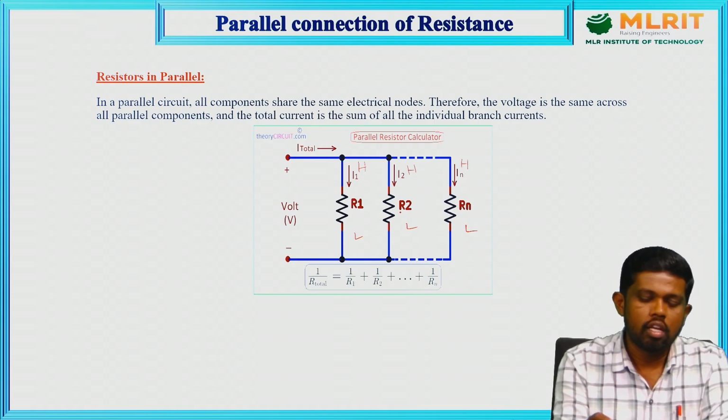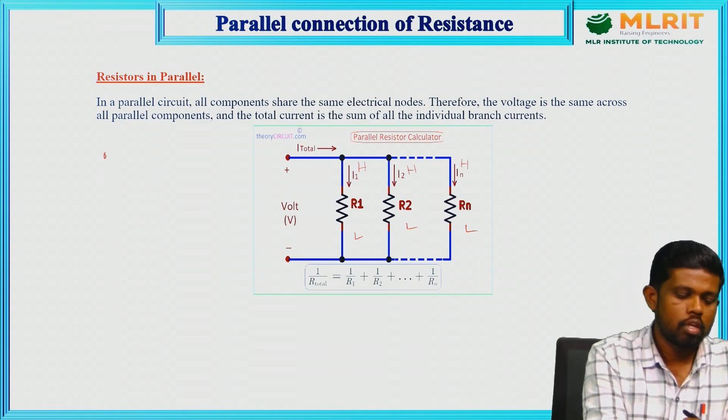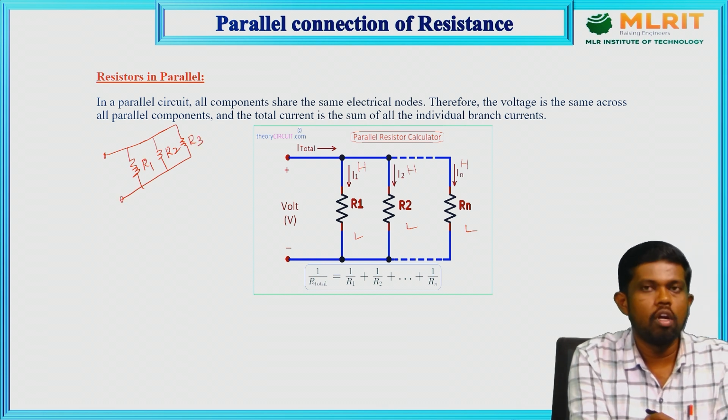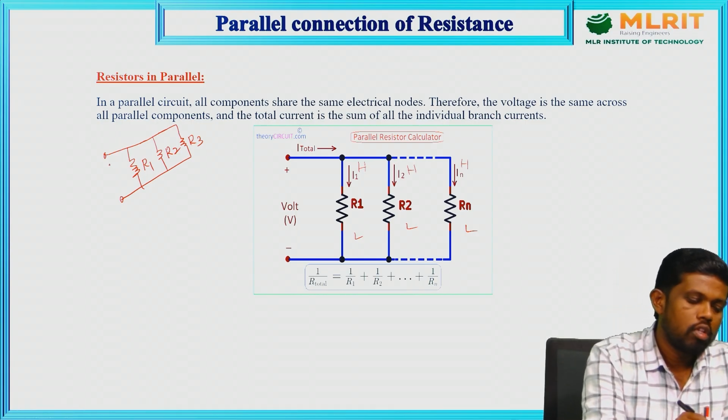Let us consider different elements, R1, R2 and R3, and take this circuit as an example. This is the R1 element, this is the R2 element and this is the R3 element. These three elements are connected in parallel. To analyze the equivalent resistance value, we need to connect a current source to this circuit. So this is the current source, and the current source is I total.